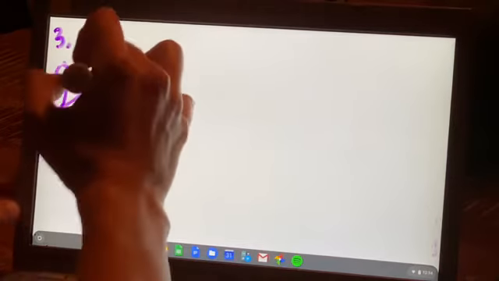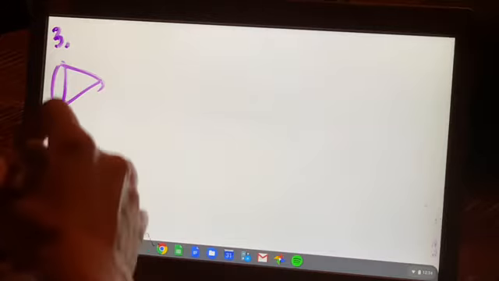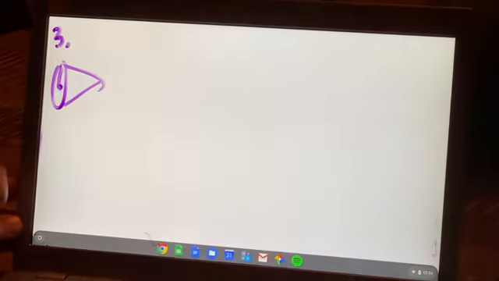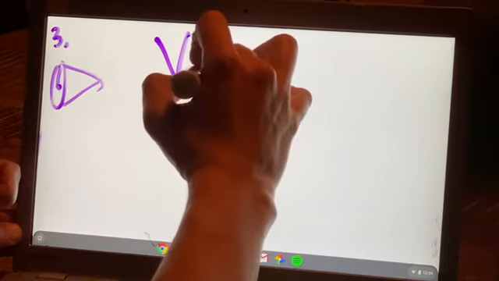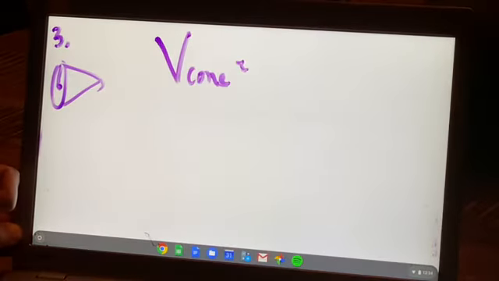Okay, so number 3 is talking about the volume of a cone. In this one, they already drew this cone, and they tell you the dimensions of it. So they say, find the volume of a cone. You should be able to look at your formula sheet and find the volume of a cone.